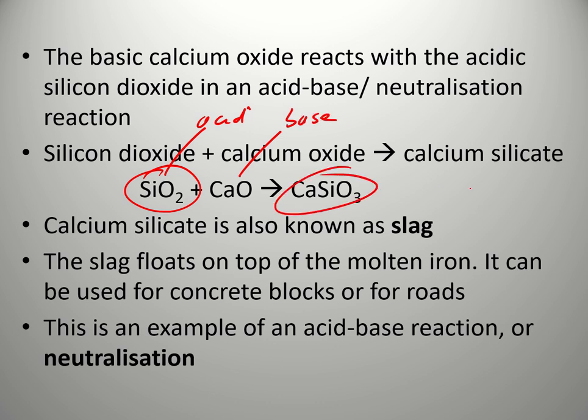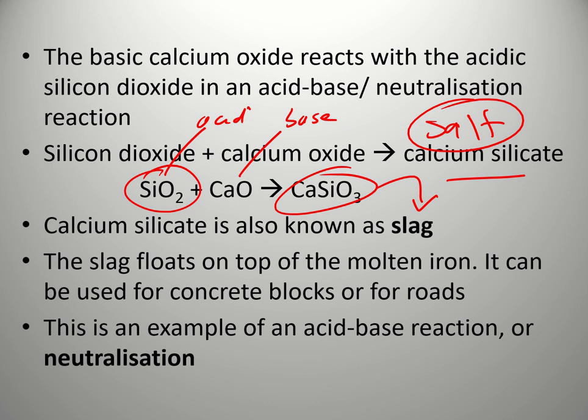We react those together to form a compound called calcium silicate, which is essentially a salt, and that's a neutralization reaction where we have acid reacting with base. Now this removes the silicon dioxide impurity from the molten iron, which makes it much more pure and much more useful. This calcium silicate that's formed is commonly called slag. It floats on top of the iron. It's less dense than the molten iron, floats on top of it, and it can be tapped off through that tap hole that we looked at earlier when we looked at the diagram.